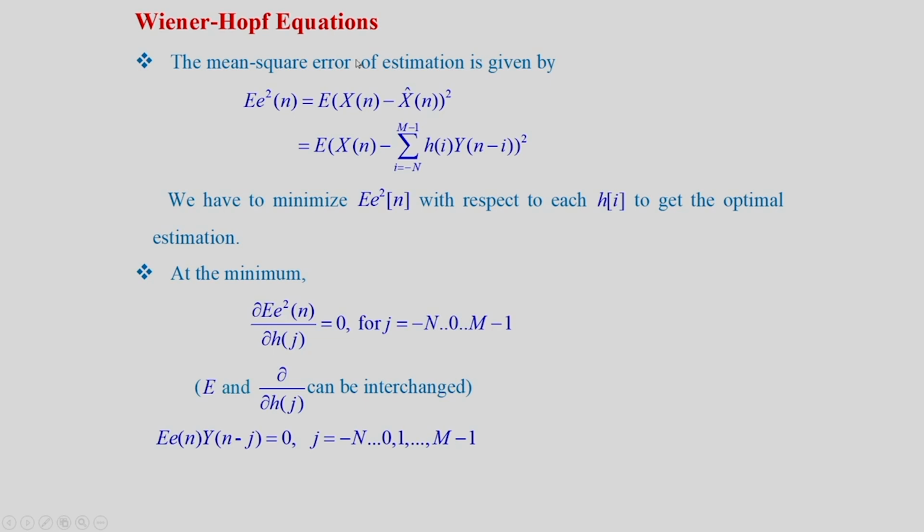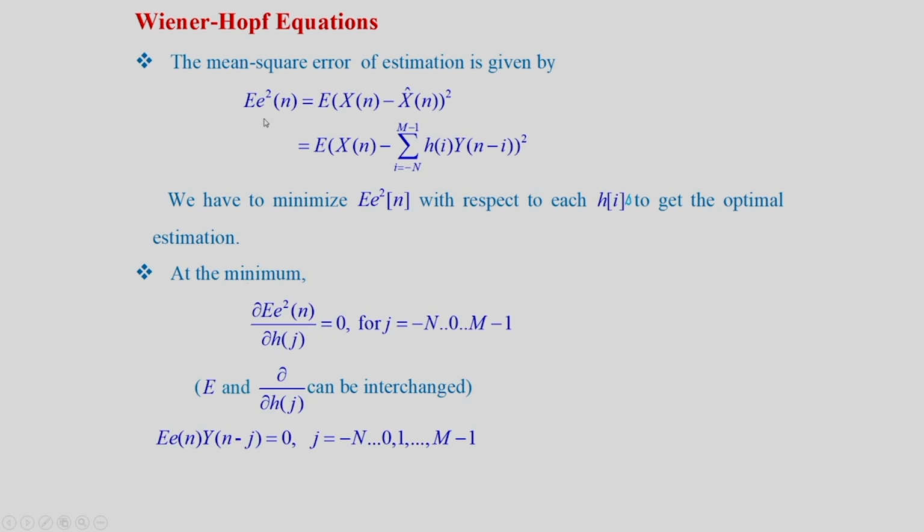Now, the mean square error of estimation is given by E of e square n, that is equal to E of x n minus x hat n whole square, and if we write x hat n as the linear combination of h i's and y n minus i's, we will get the same expression, E of x n minus summation h i into y n minus i going from minus n to m minus 1 whole square. So, this is the mean square error. We have to minimize E of e square n with respect to h i's to get the optimal estimation.